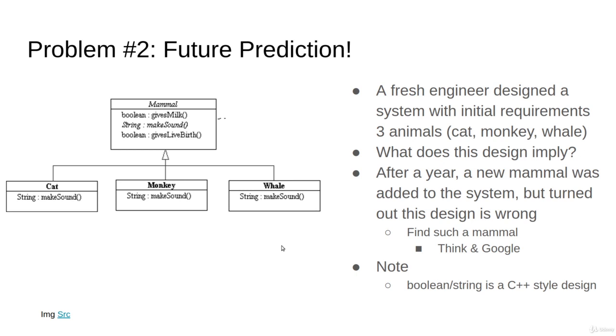but there was a big problem. We discovered that this system doesn't fit with this new mammal. Find such a mammal that would not be a good entry to be added here in terms of what we'll learn. Try to think about how to find it and think and Google for that.